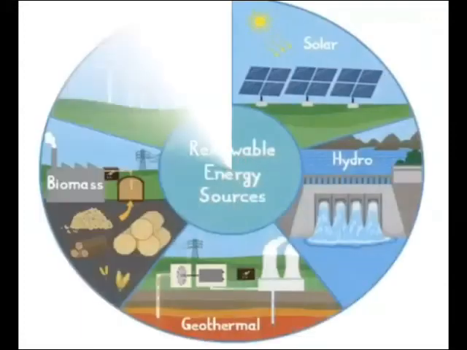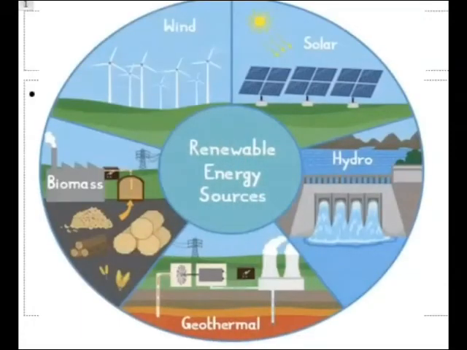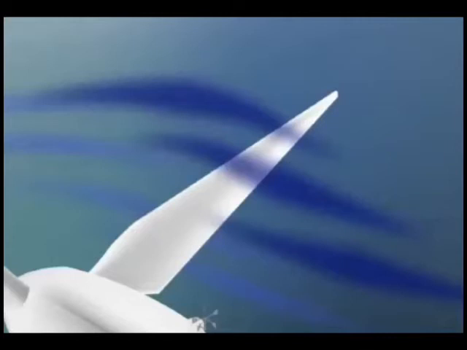The other forms of energy through which electricity is generated are renewable energy sources. The renewable energy sources are named so because they are always available and non-depletable in nature. The forms of renewable energy sources are solar, hydro, geothermal, biomass, and wind. Wind energy conversion systems are those in which the wind energy is used to generate electricity.